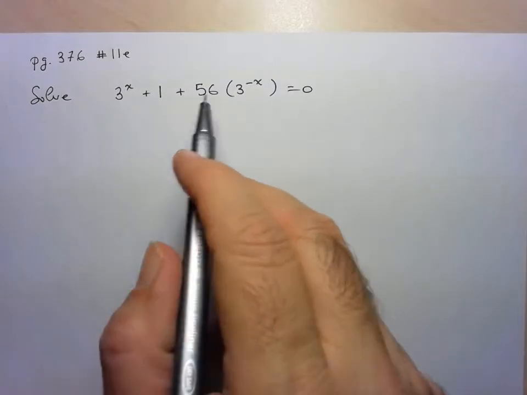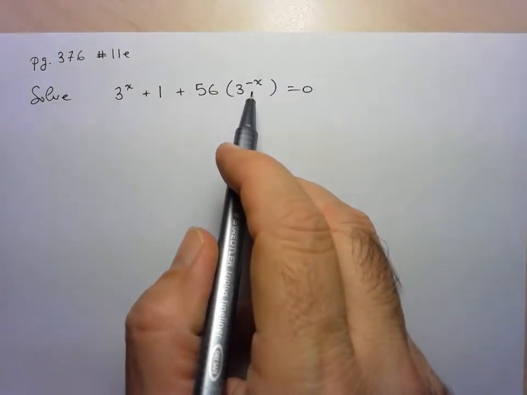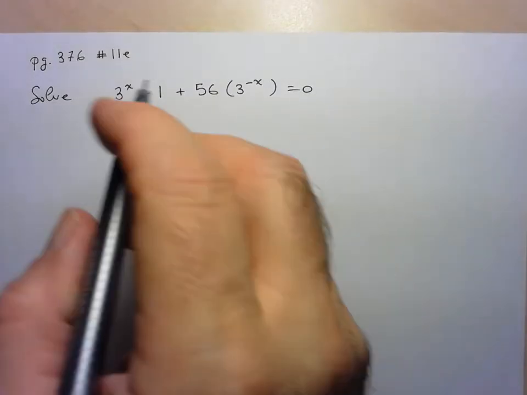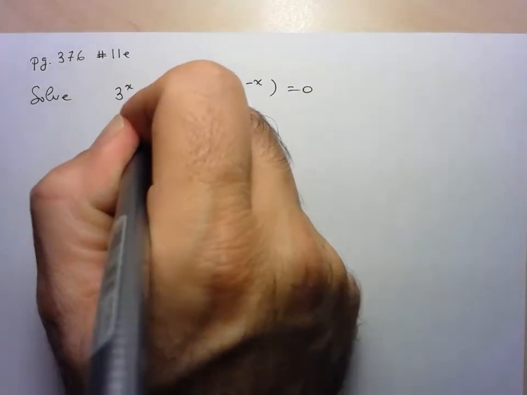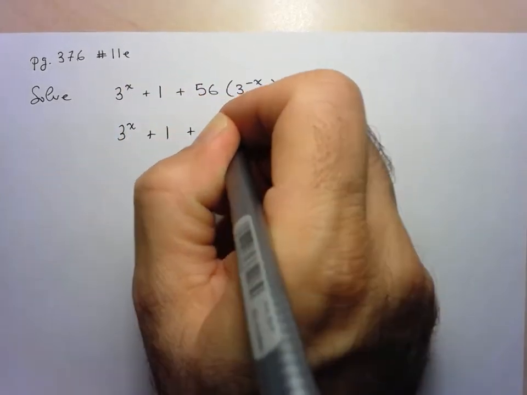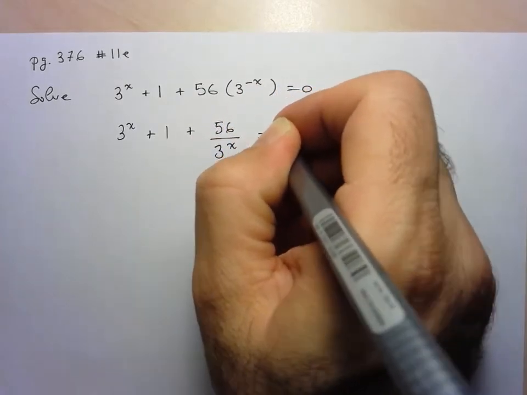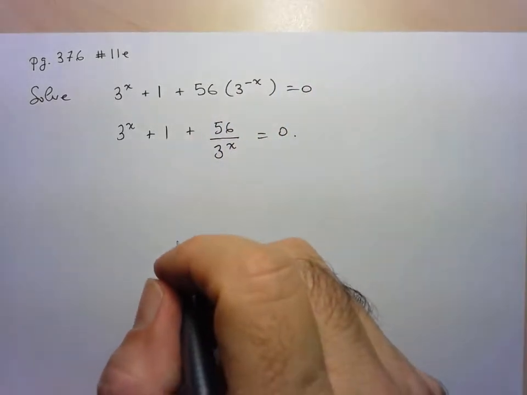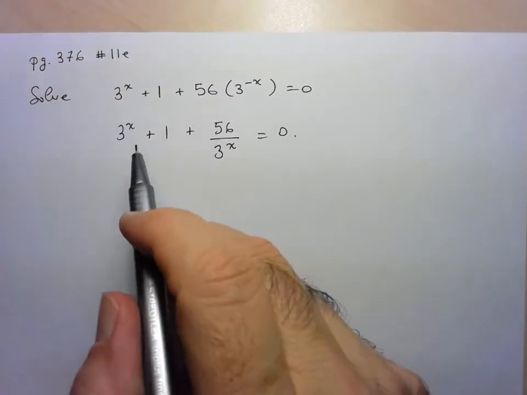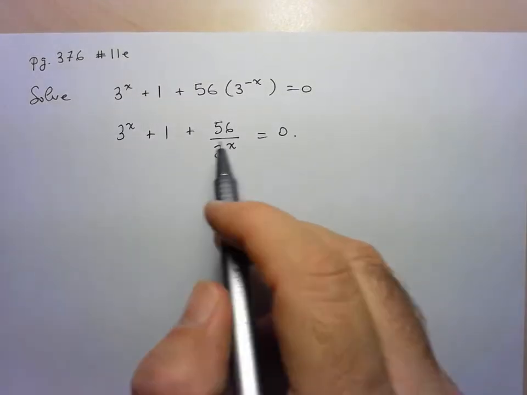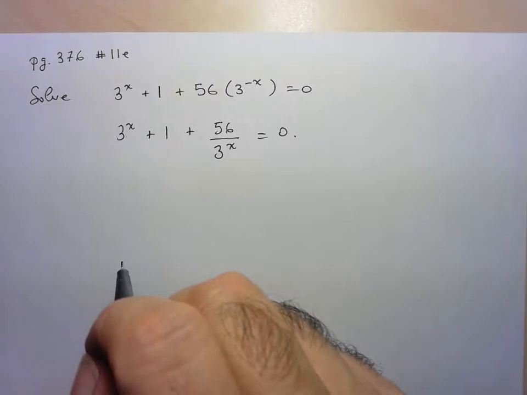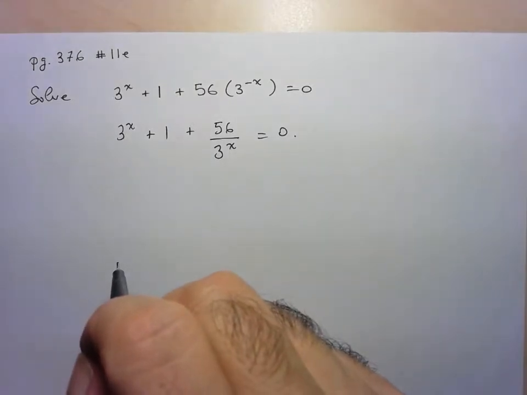And the way I can do that here is to rewrite 3 to the negative x as 1 over 3 to the x. So here that leaves me with 3 to the x plus 1 plus 56 divided by 3 to the x equals 0. And here I see that I have variables in the numerator and denominator. So this should make me think that I'm going to be solving something that can be written as a rational equation.